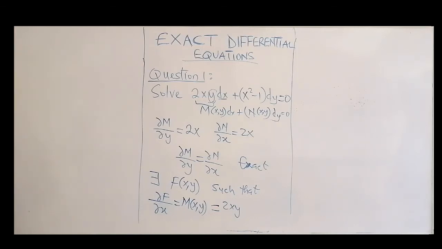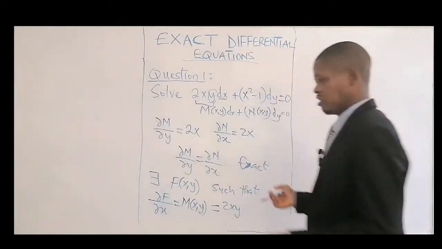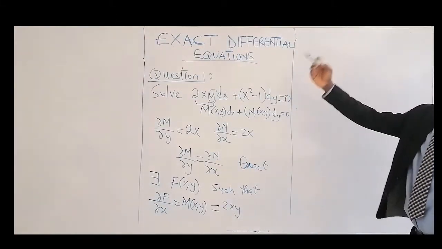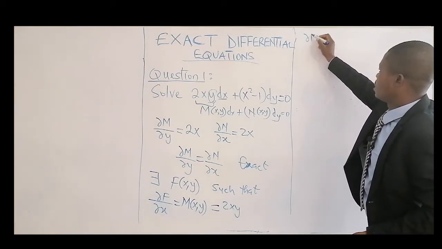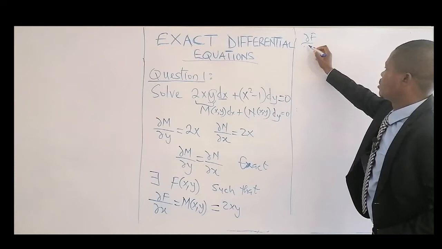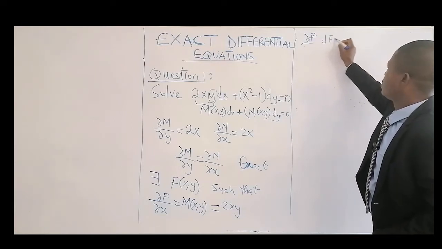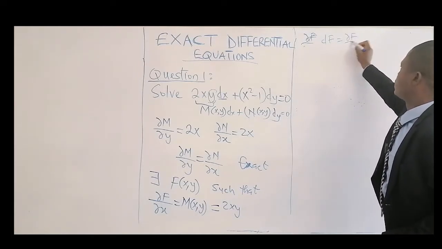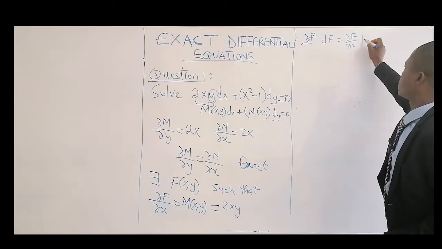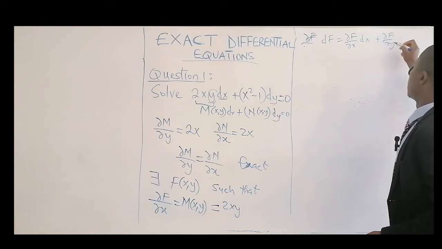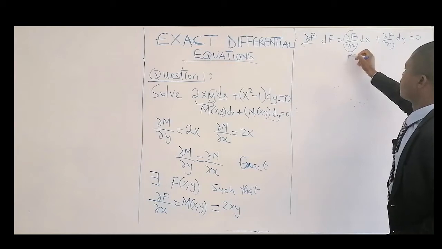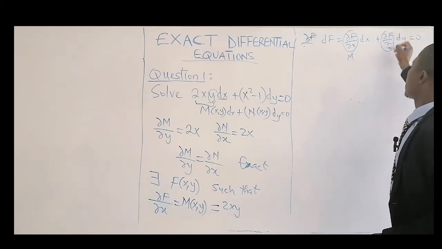Because we said in the intro that there's a function f of x, y. The total differential is equal to delta f, delta x dx plus delta f, delta y dy, equal to 0. So this one is what we call the M, this is what we call the N.